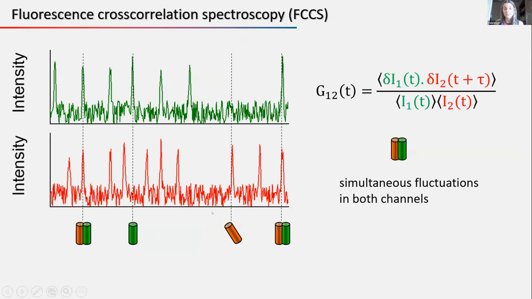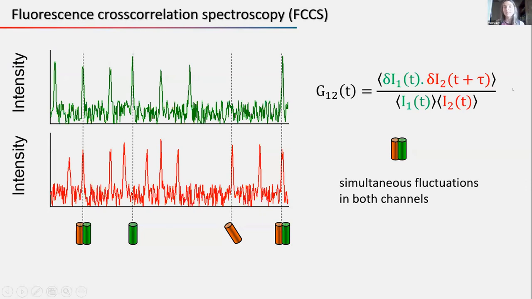And the same happens with the red monomer. You get fluctuations in the red and not in the green. So you can see that these simultaneous fluctuations in the green and the red channel contain the information of the heterodimers. How can we extract information from these intensity trajectories?